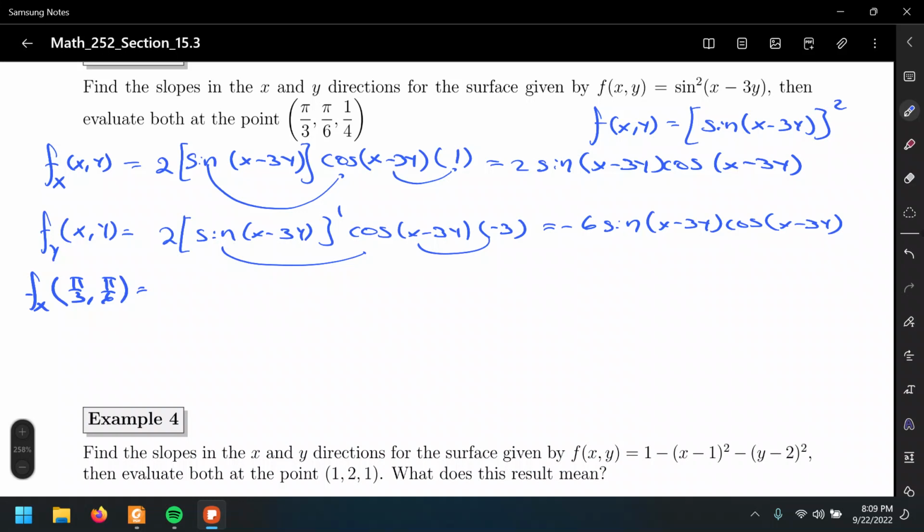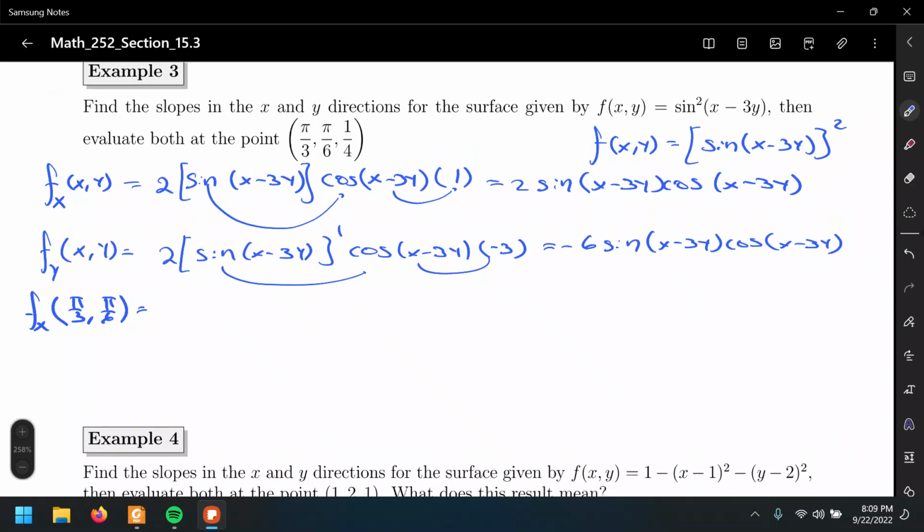What about the 1/4? Is that like the value for z? That's the value for the original function. That's a good question. This is the z value if we plugged in pi over 3 and pi over 6 on the original function, that'll give us 1/4. But notice that when it comes to evaluating those slopes, all we need is the x and the y.